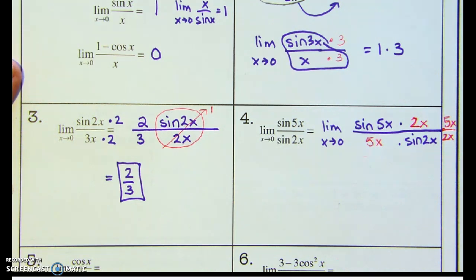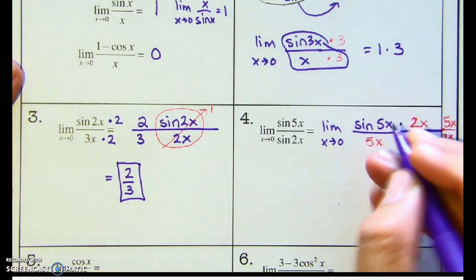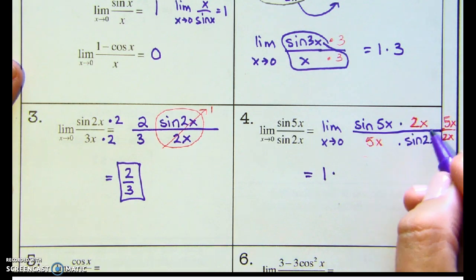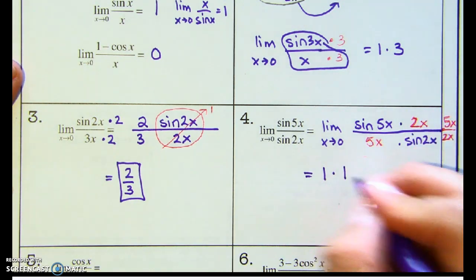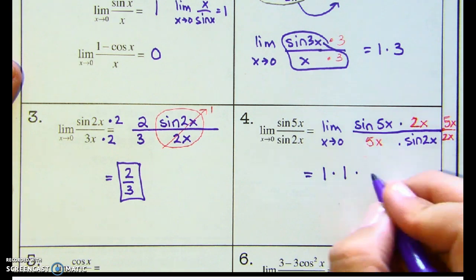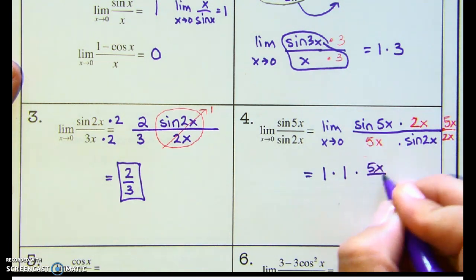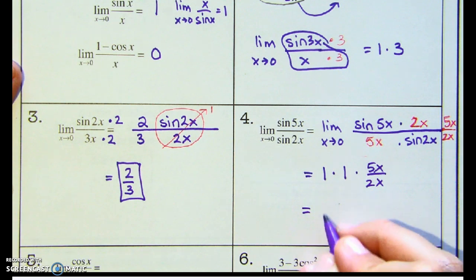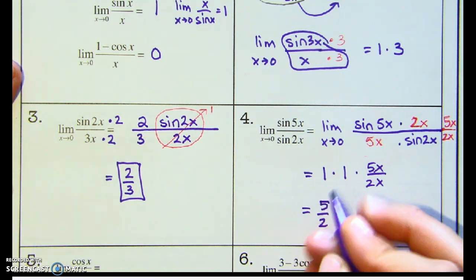Okay, that's my setup. Now let's evaluate the limits. The limit of this is 1 times the limit of 2x over sine of 2x is 1 times, and then I have 5x over 2x. What does that simplify to? 5 over 2.